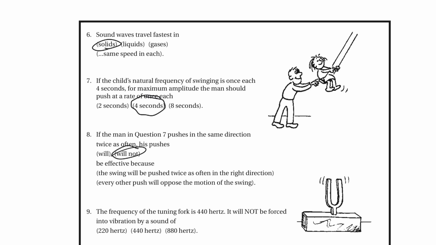I'd say his pushes will not be effective because what? Every other motion, I suppose if he follows her, maybe that's what it is. He's behind her all the time, so he pushes her when she's towards him, and then as she's going away from him, he follows her and pushes her. He's actually slowing her down because she's trying to move back and he's making her move forward. He's actually going to oppose that. Okay? Kind of weird question.